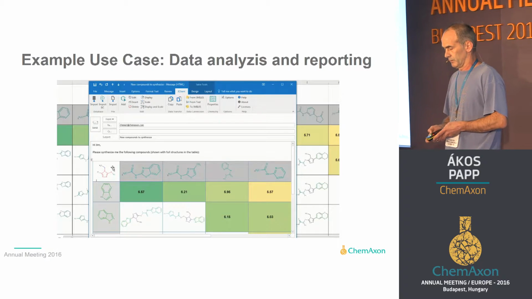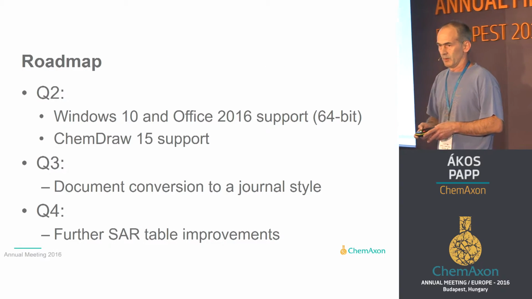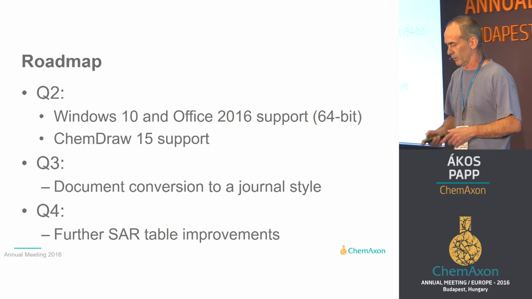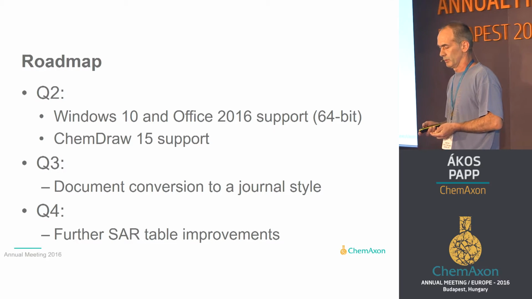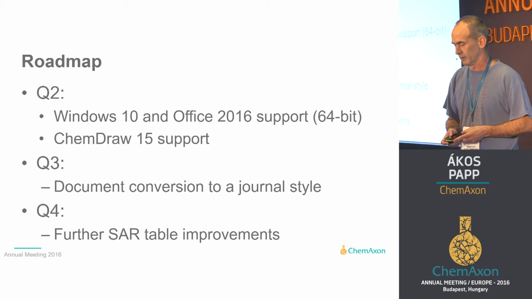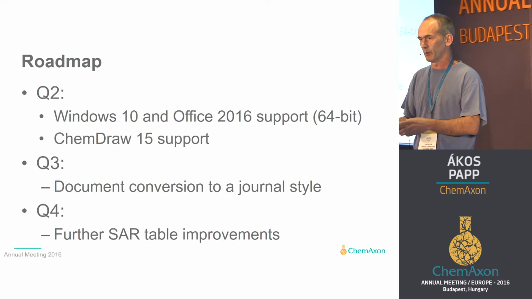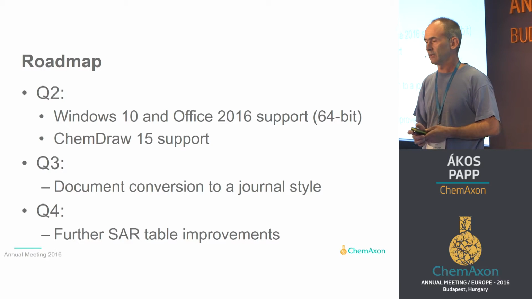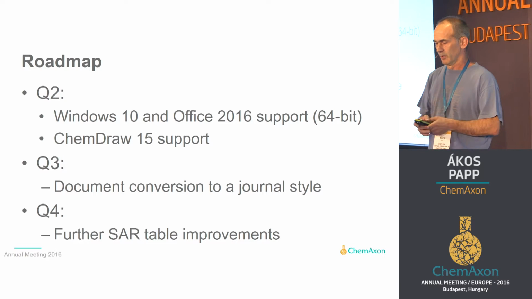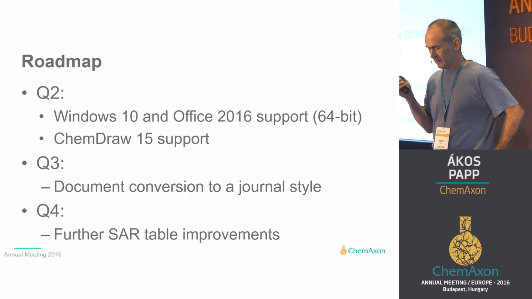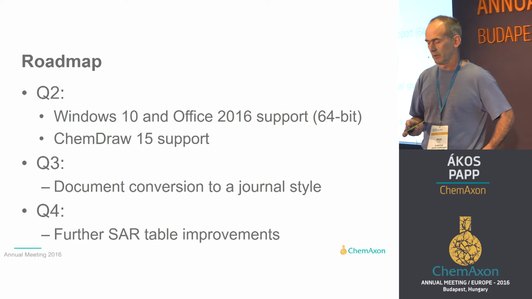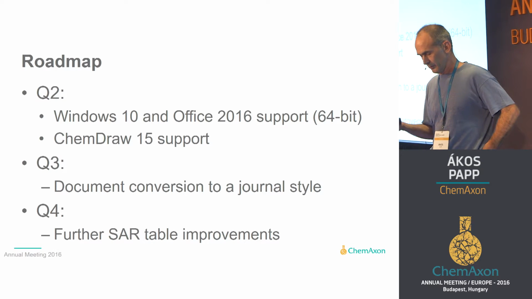Okay, so that's it. A very quick last slide about the roadmap, just what we are going to do. Basically, we are hard at work on the support of Windows 10 and Office 2016 64-bit drawing in JChem for Excel. We are almost ready. Actually, with the drawing part, we are ready. We need a few more steps. ChemDraw 15 support, I think even the next version will probably be supported.